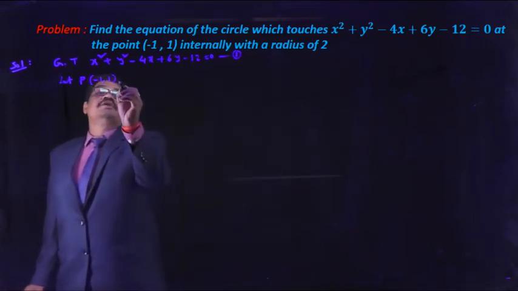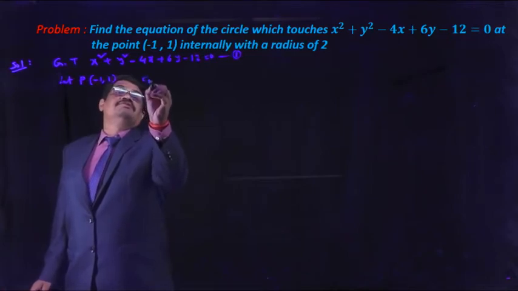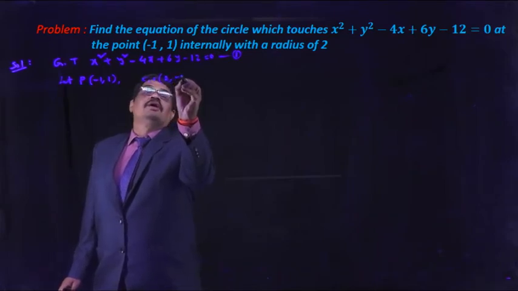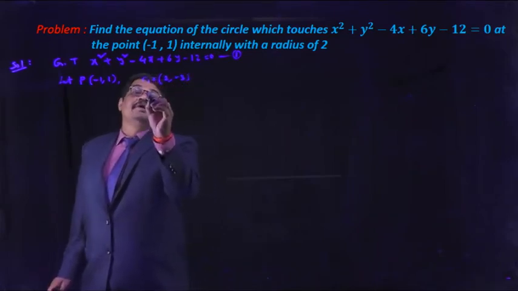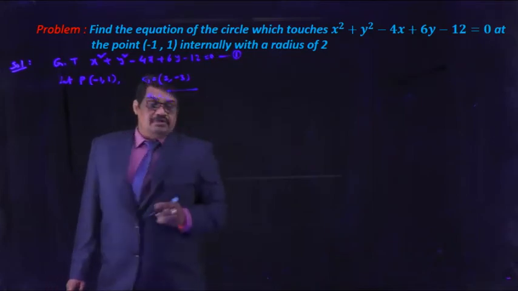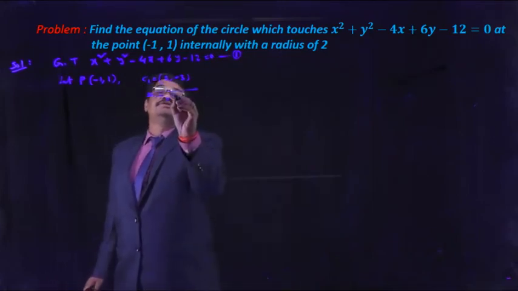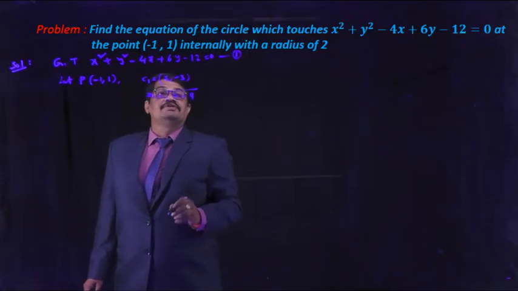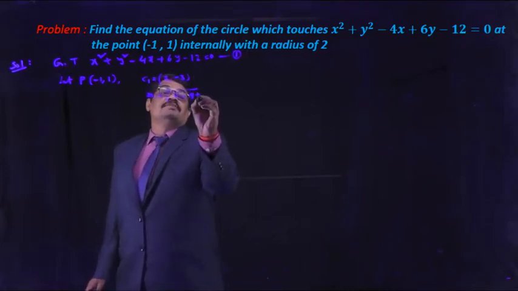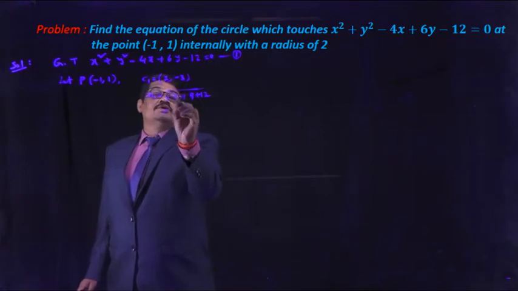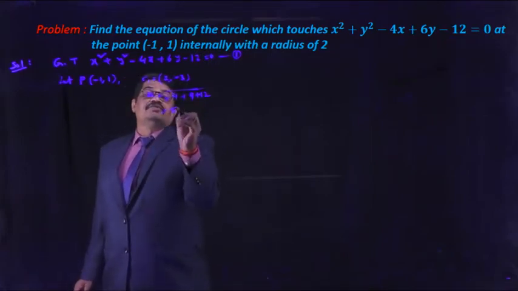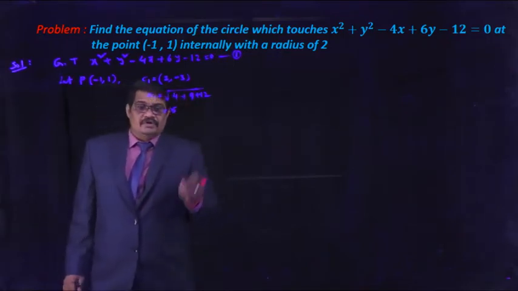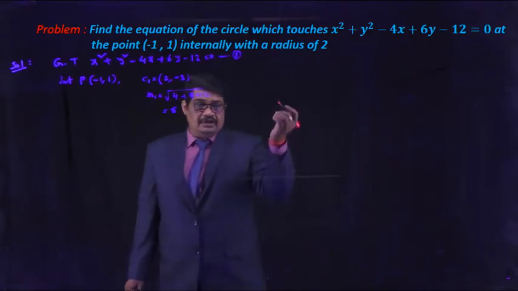What is the center of the given circle? That is C1, the center of the given circle, that is 2 comma minus 3. What is the radius? Radius is root of g square plus f square minus c. Here g square is 2 square, and f square is 3 square, that is 9, minus c, minus of minus plus 12. This is root 25, that is 5.